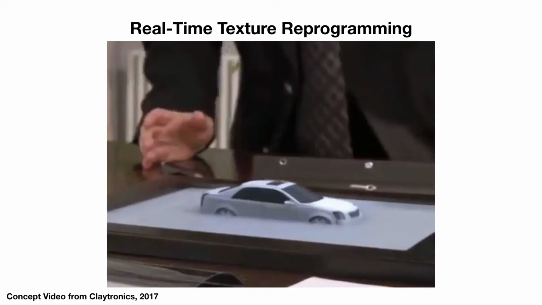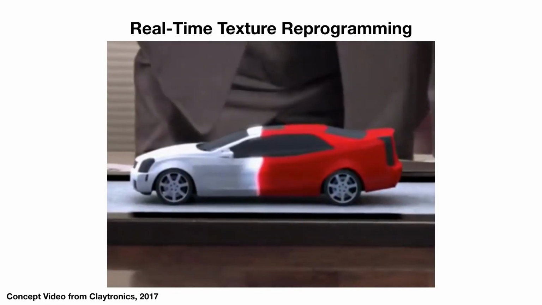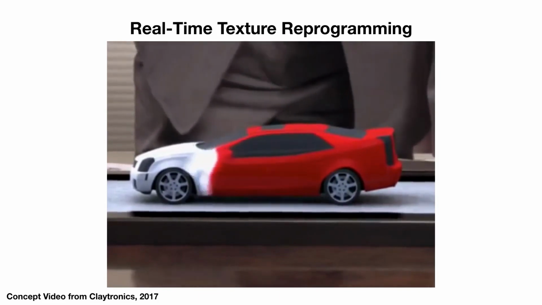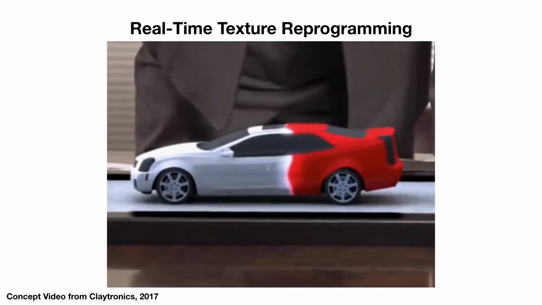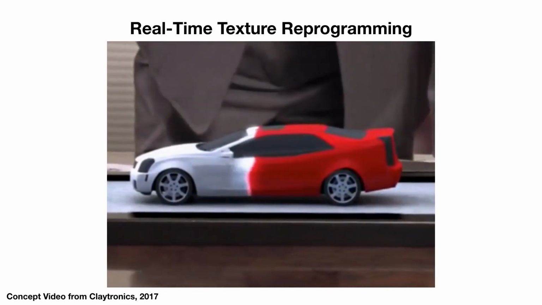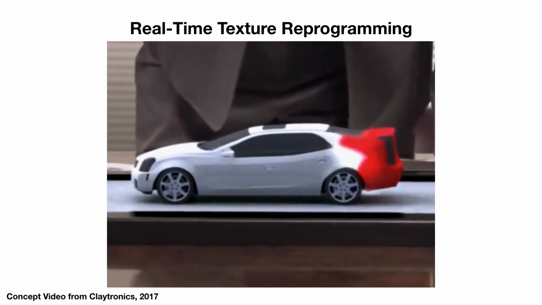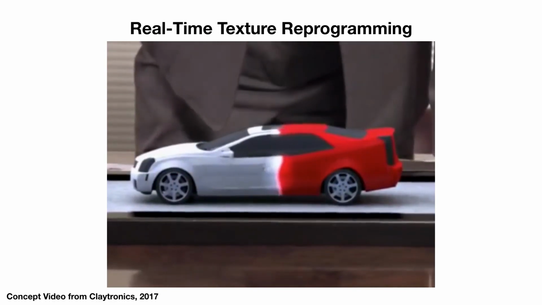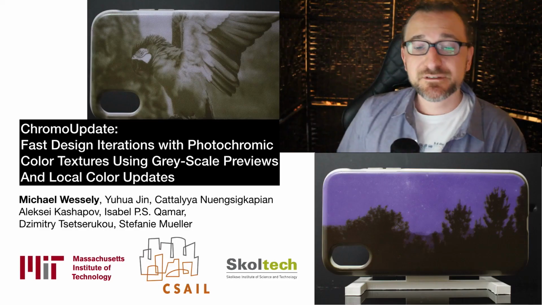Let's talk a little bit about the next steps in this work. What are the challenges and opportunities? While it is already much faster than in previous work, it is not instant. I have here an illustration from Claytronics that nicely shows what our future research vision is. This is going from fast updating to real-time texture reprogramming, where the change in appearance of an object is as instant as it is in the digital world, like when you change the texture of a digital object, for example.